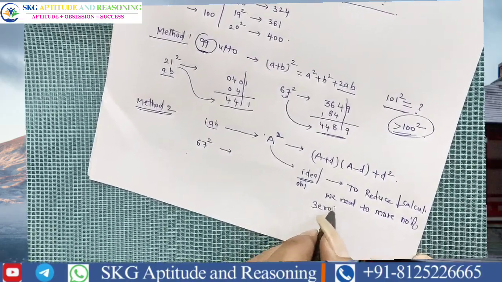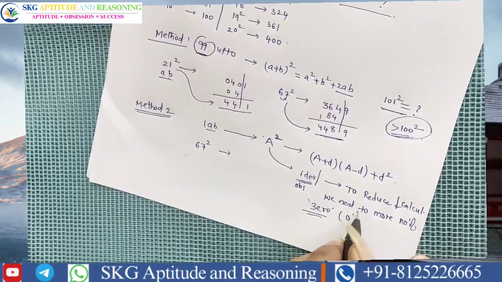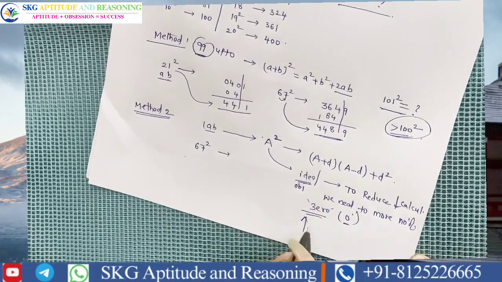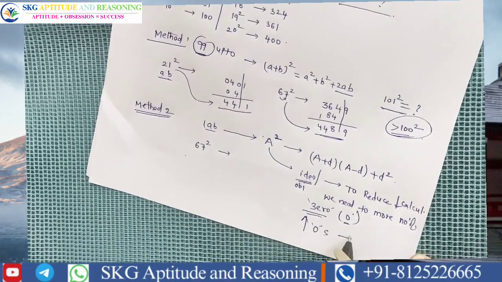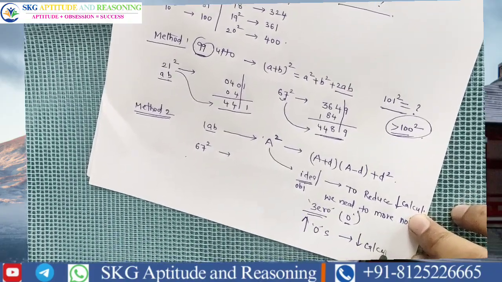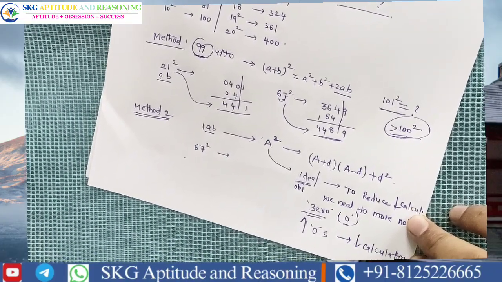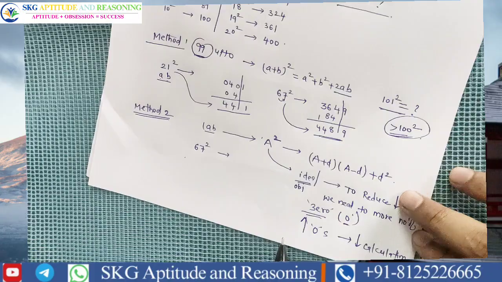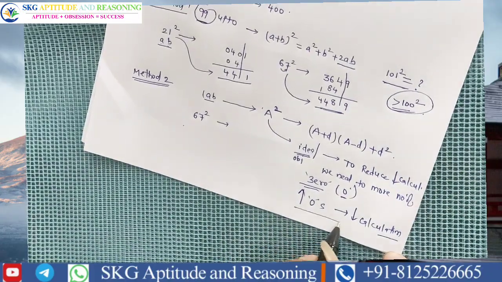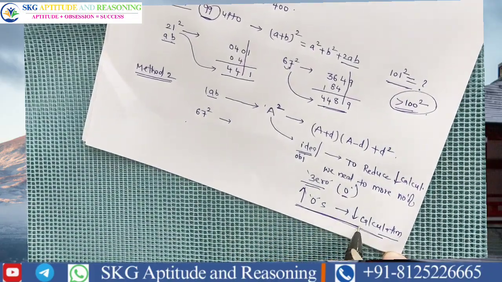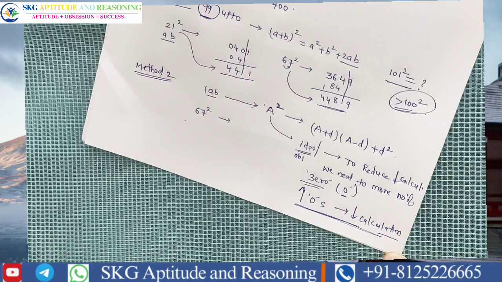If we get more zeros, we get less calculation. The more zeros, the less calculation. If there are fewer zeros, there will be more calculation. So remember this point: the more the number of zeros, the less the calculation.